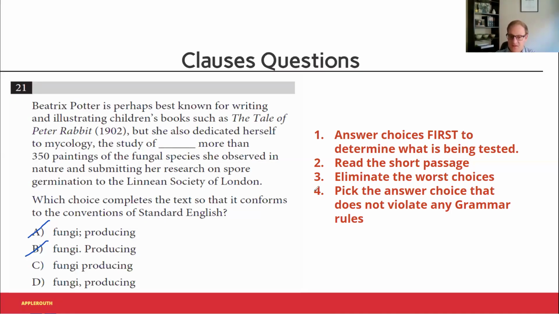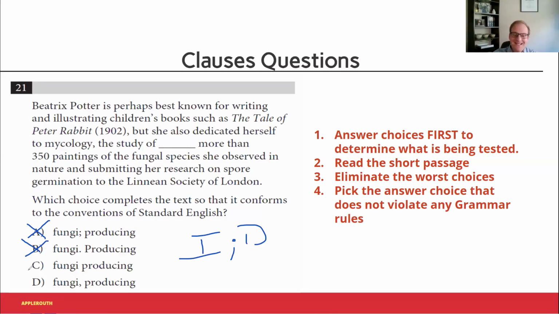That's a full sentence. So up to this point, A and B look good. But then the second part says, producing more than 350 paintings of the fungal species she observed and submitting her research on spore germination to the Linnean Society of London. It's like, what? What about that? There's no subject or verb there. So that's why A and B are wrong, because they separate an independent from a dependent.